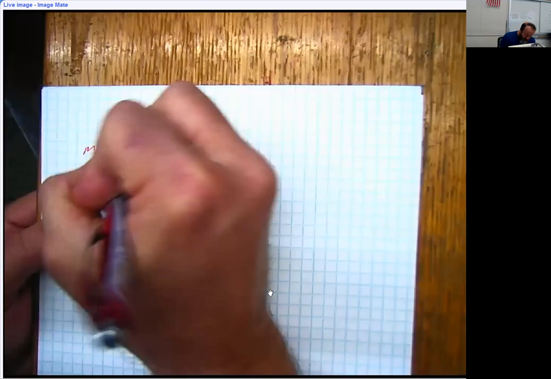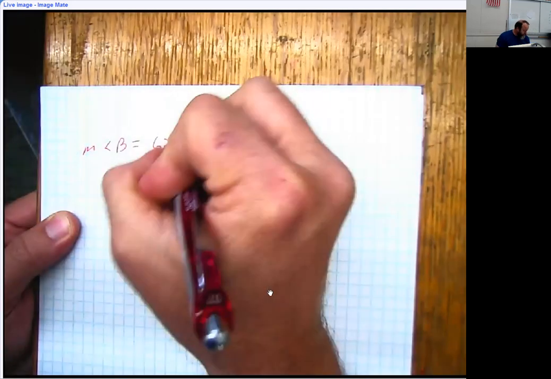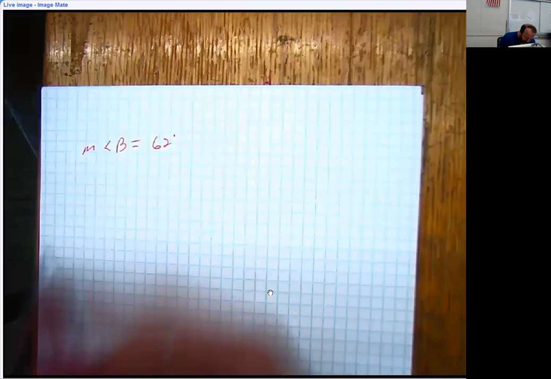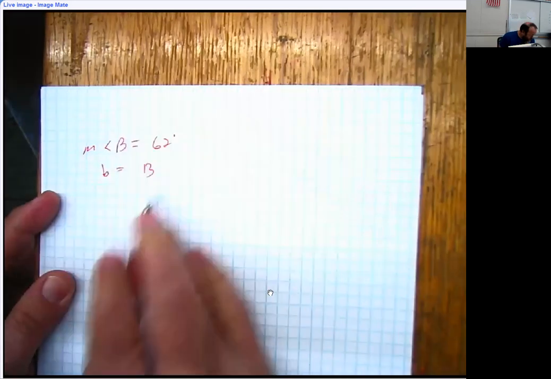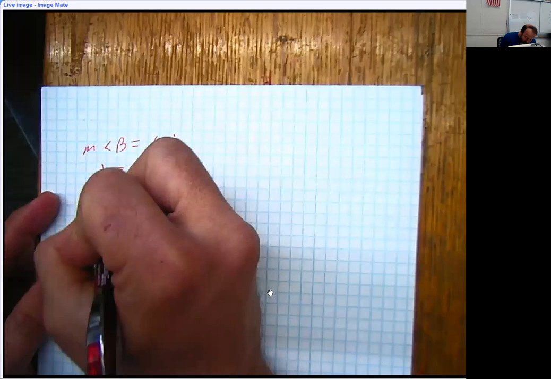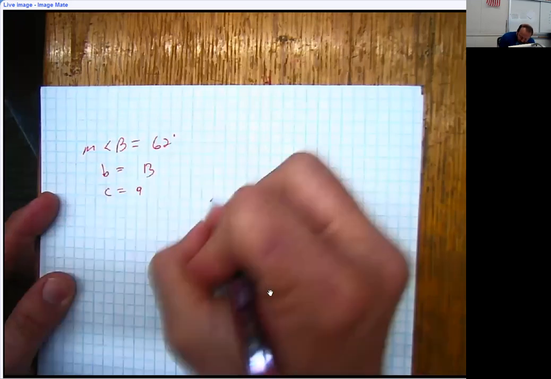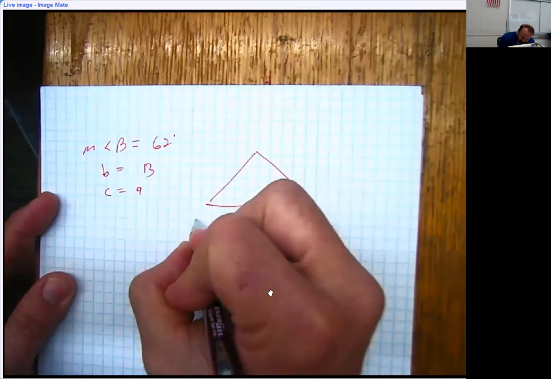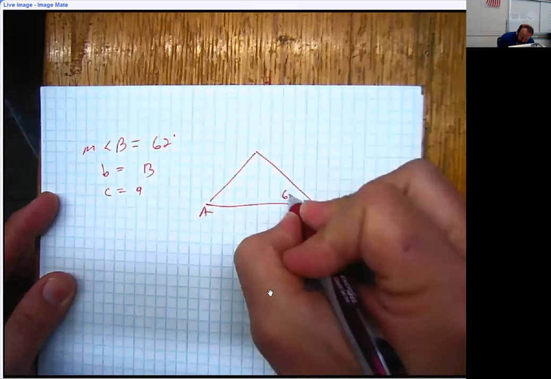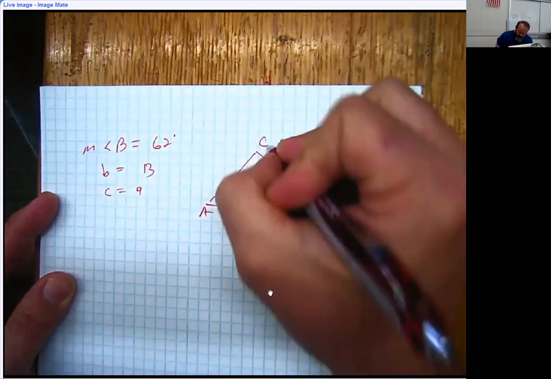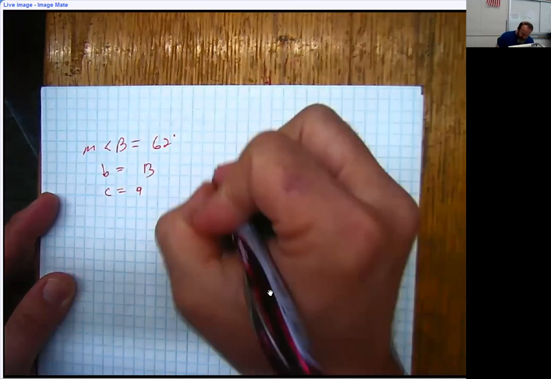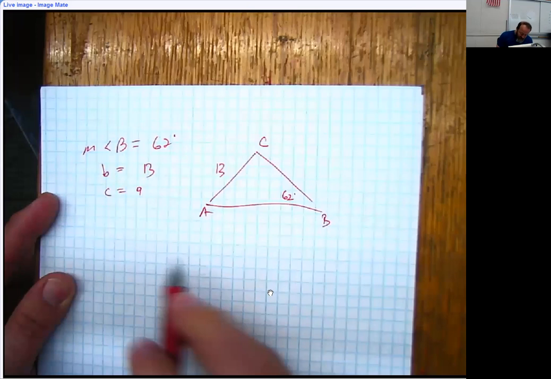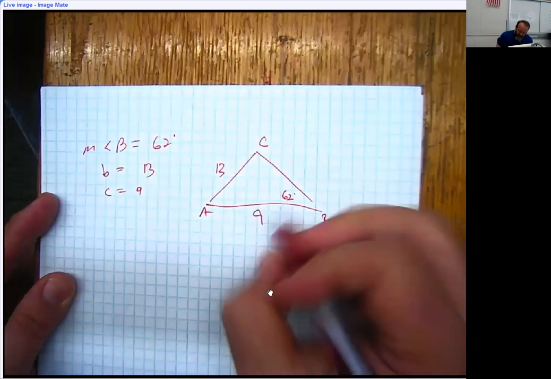Okay, so measure of angle B this time is 62. Side length B is going to be 13. And I'm not even going to say what kind. We're just going to call it units this time. And this is 9. So here we go. So here's my A. Here's B. Here is C. So if B is 62 and side length B is 13, side length here is 9, you can still see the angle side side.